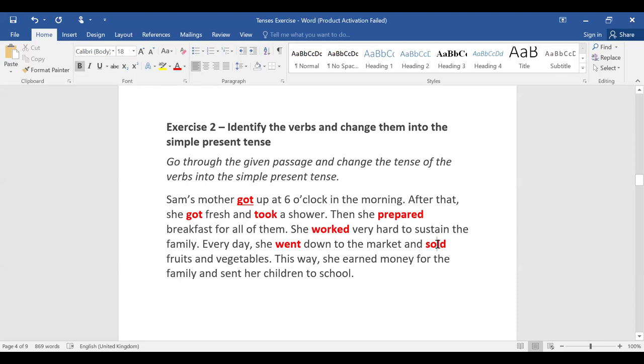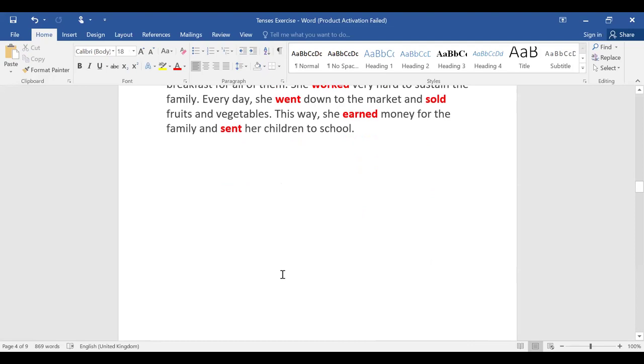Sells. This way, the last sentence, this way she earned money and sent her children to school. What are the verbs? Earned and sent. Excellent. So let's count. 1, 2, 3, 4, 5, 6, 7, 8, 9. 9 verbs. Let me show you the correct answers.